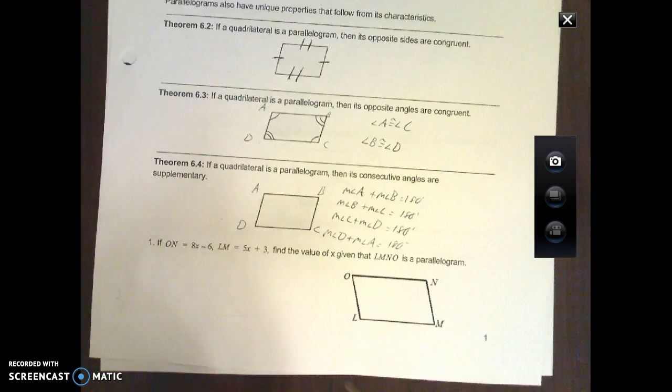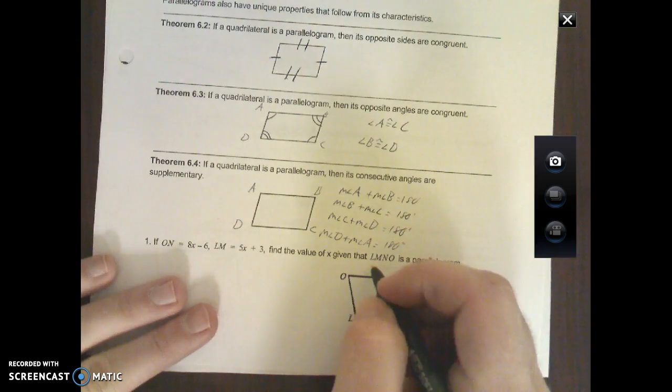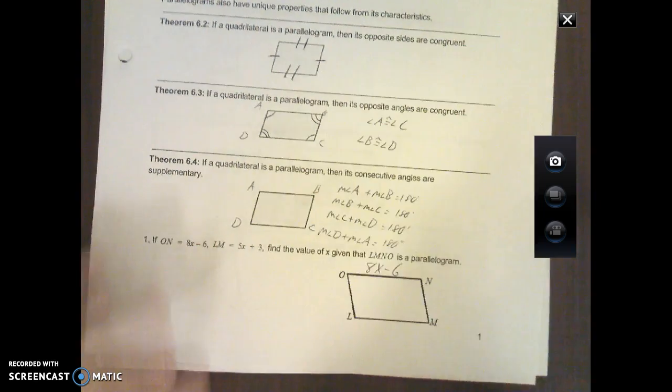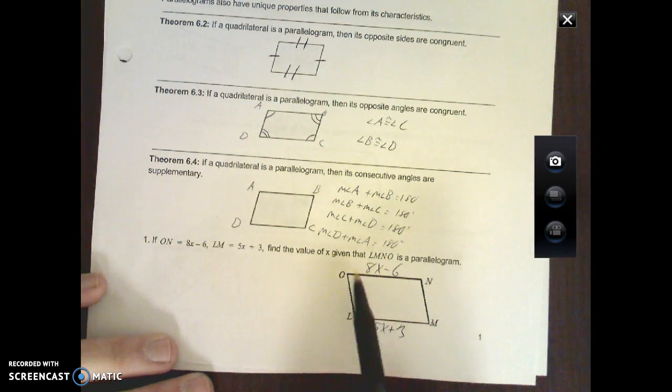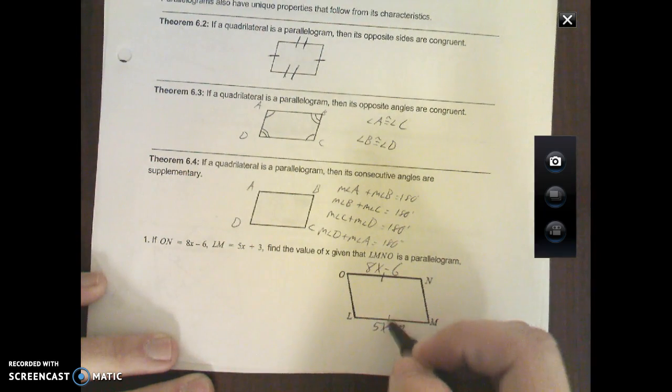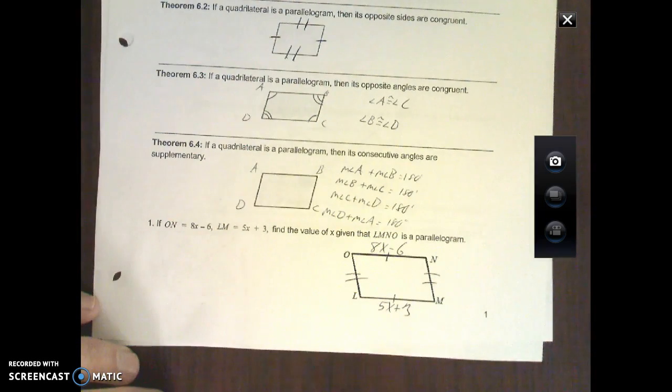Number one, we have a little question for you guys. It says, if ON equals 8x minus 6, and I'm going to really encourage you guys, as always, to continue to draw pictures, LN is 5x plus 3. Find the value of x given that LMNO is a parallelogram. Well, they're talking about sides here, and we know from theorem 6.2 that opposite sides are congruent. So this is 8x minus 6, and this is 5x plus 3.